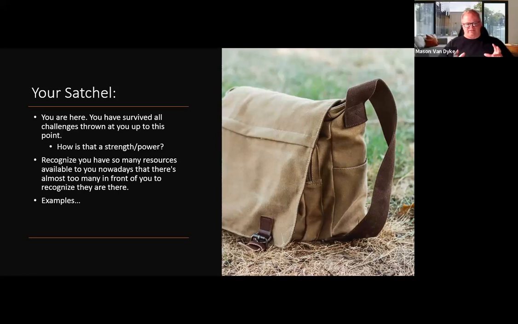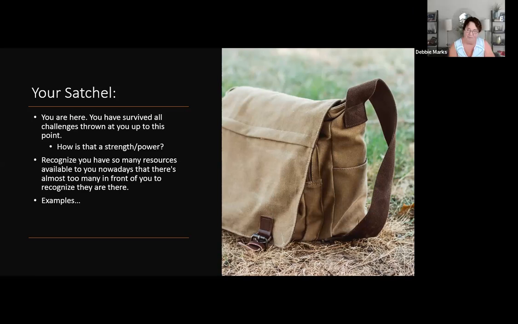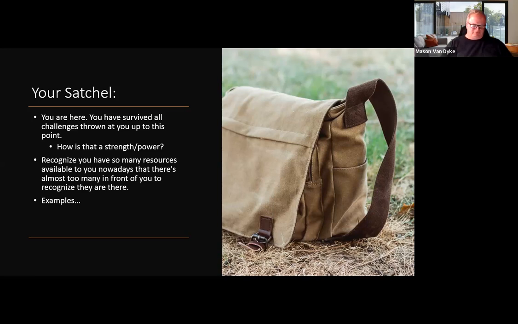I've just always liked, I don't carry a purse, but I've always liked bags to put stuff in, to carry stuff with. And so I've actually always liked a messenger bag, a satchel, so I can carry tablets, laptops, whatever. And then, so I appreciate that.